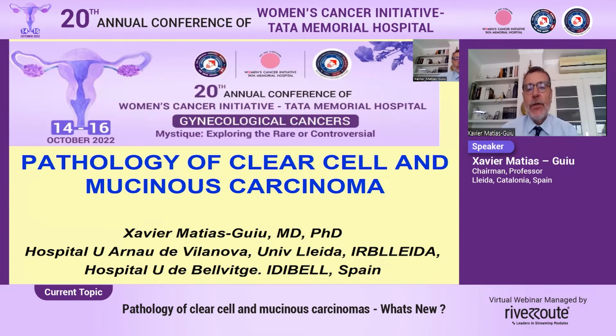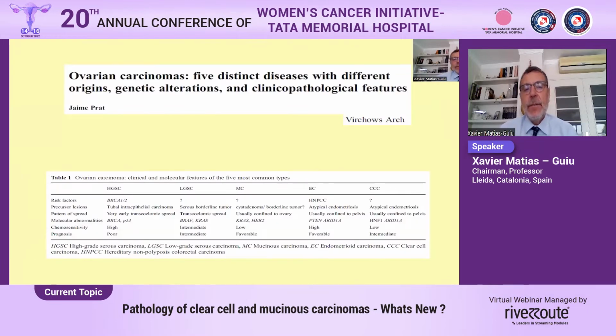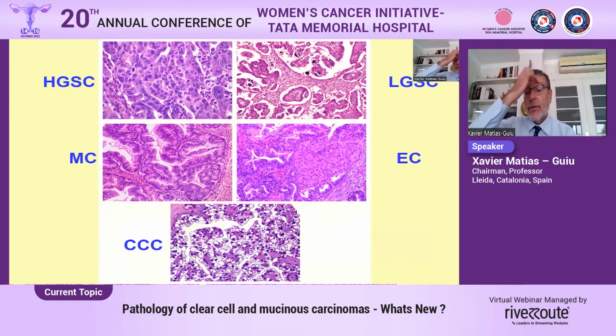And the title of my talk is Pathology of Clear Cell and Mucinous Carcinoma. Just let me start by putting emphasis on the fact that ovarian cancer is heterogeneous, that we have 5 different tumors with different risk factors, precursor lesions, pattern of spread, molecular abnormalities, chemosensitivity, prognosis, and molecular features, and morphologic features.